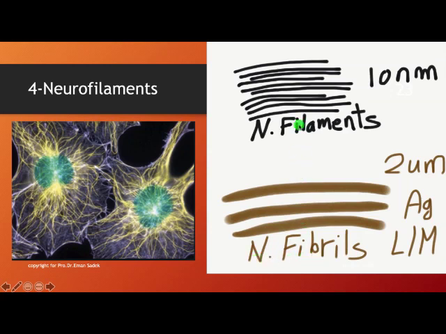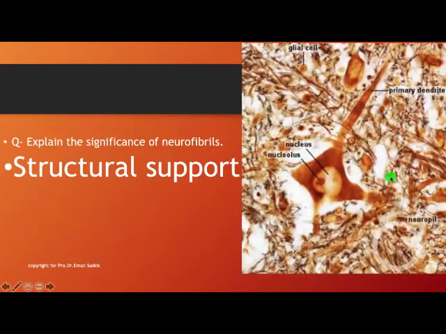So the neurofilaments, which are seen by the electron microscope, are the neurofibrils seen by the light microscope, stained by silver, after some aggregation of them together with each other, and they acquire a larger diameter. From 10 nanometers, they will be 2 micrometers. Don't forget the micrometer equals 1000 nanometers.